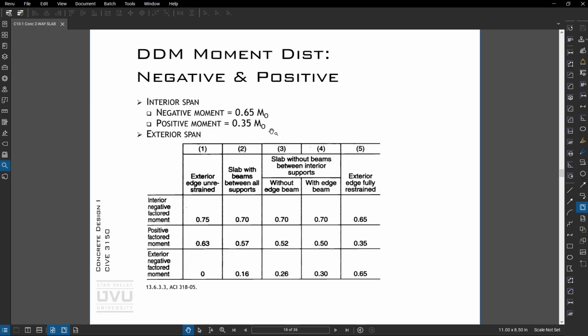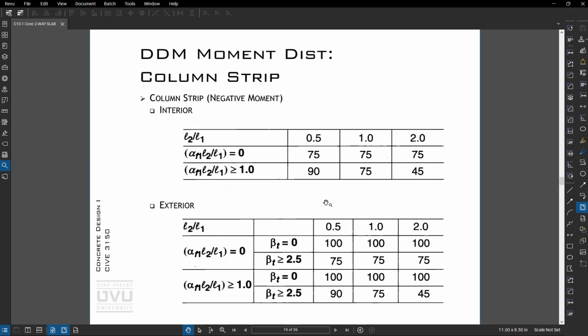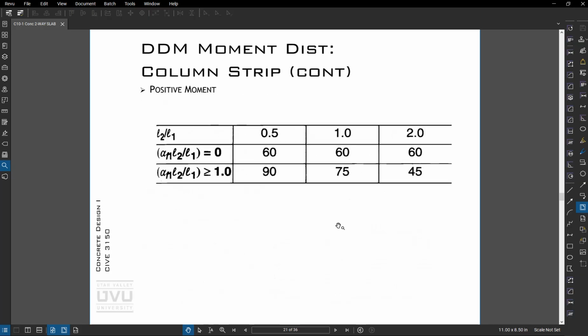If we're in an exterior span, it's a little more complex. Then we take that negative moment, and if we're in an interior span and we meet certain ratios, then 75%, or 90, or 45% of that, depending on what these ratios happen to be, goes to the column strip. So generally, a lot of the moment goes to the column strip, and what's left over goes to the middle strip.